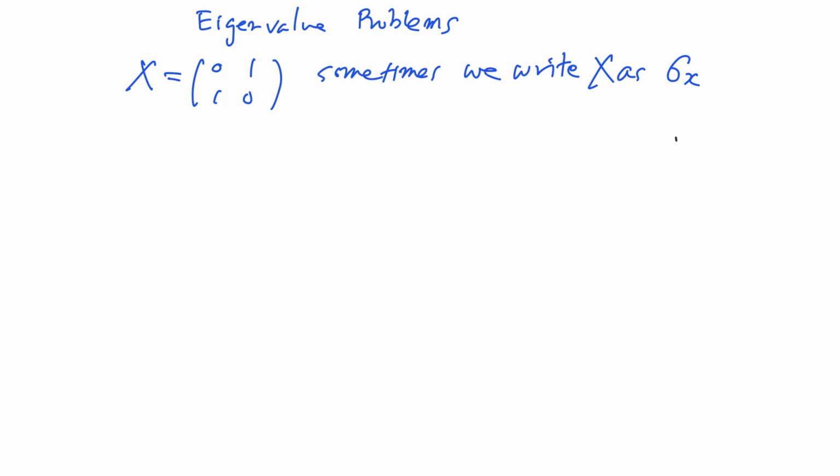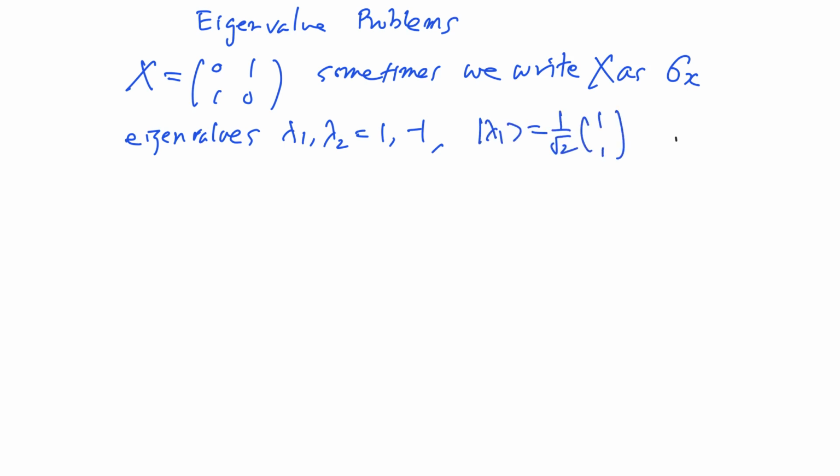So we already know that the eigenvalues are (1, minus 1), right? And the normalized eigenvectors are lambda 1, square root of 1, (1, 1), and lambda 2, square root of 1, (1, minus 1). And of course, X is Hermitian.